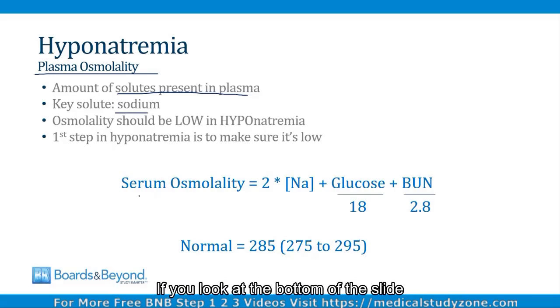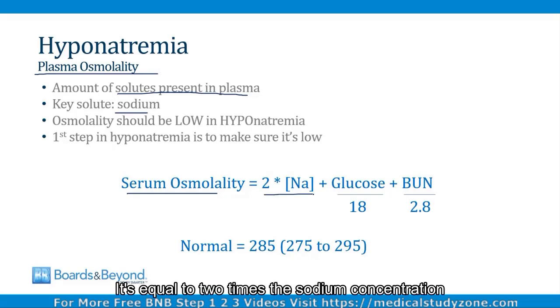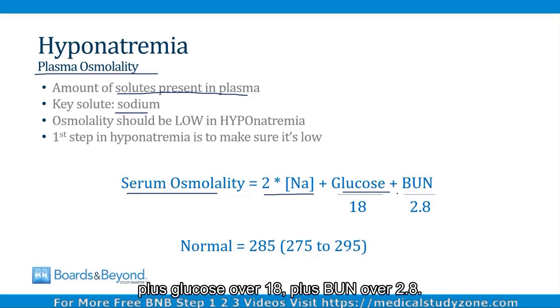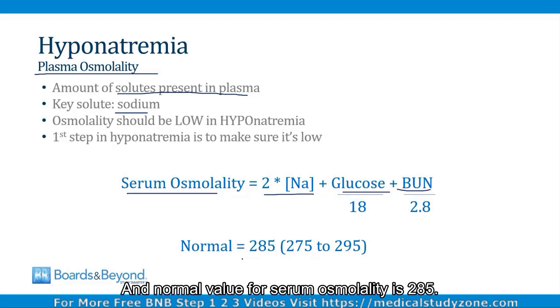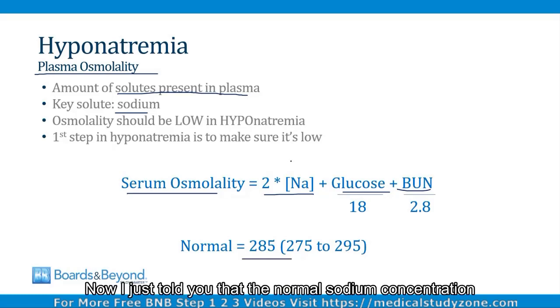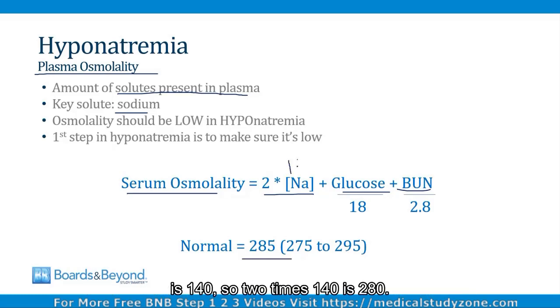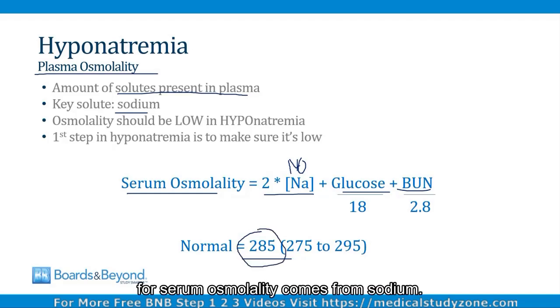If you look at the bottom of the slide, this is the equation for serum osmolality. It's equal to 2 times the sodium concentration plus glucose over 18 plus BUN over 2.8. And the normal value for serum osmolality is 285. Now I just told you that the normal sodium concentration is 140. So 2 times 140 is 280, so most of this 285 value for serum osmolality comes from sodium.